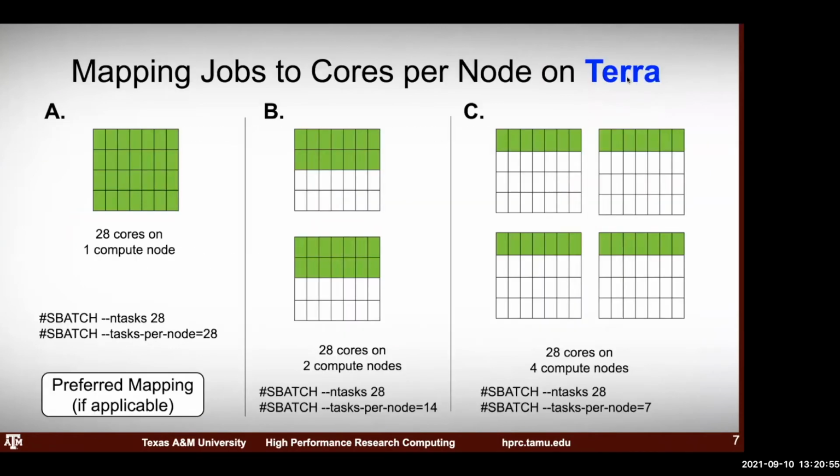Okay, and on Grace, it's the same exact thing. I should mention Terra is 28 cores per node. Grace is 48, so a bit larger. There's basically 20 more cores per node. So it's the same math, just do that division. 28 versus 48.